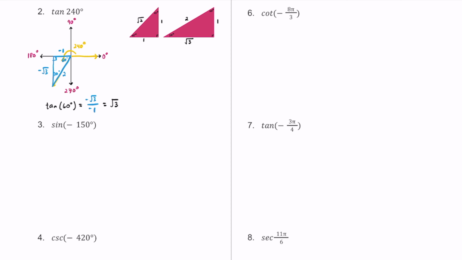And so we can say that tangent of 240 degrees is going to be a positive root 3. And it makes sense this answer is positive, just because tangent ratios are always going to be positive in quadrant 3, because negative over negative is always positive. Here's number 3.